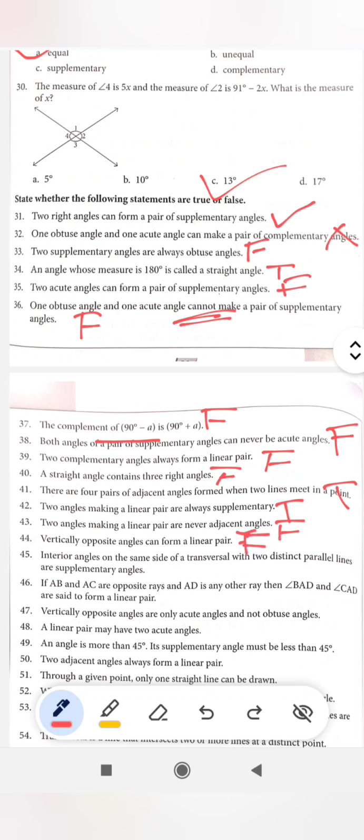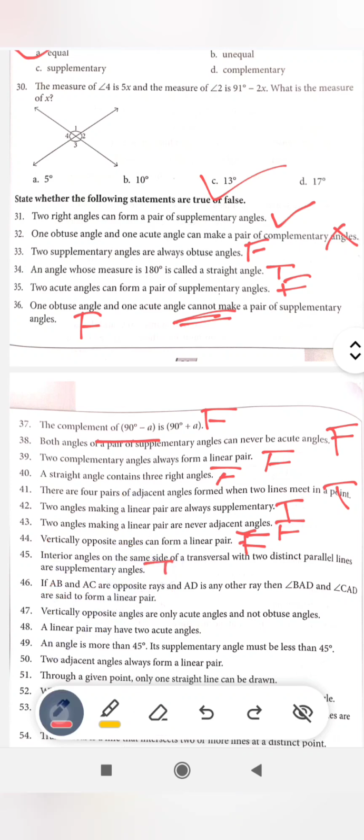Now, interior angles on the same side of a transversal with two distinct parallel lines are supplementary angles. Interior angles on the same side of the transversal. Okay, these are the two parallel lines. This is the transversal line and the interior angles on the same side. Yes, that is correct, which are known as co-interior angles, are supplementary angles. So this one is true.